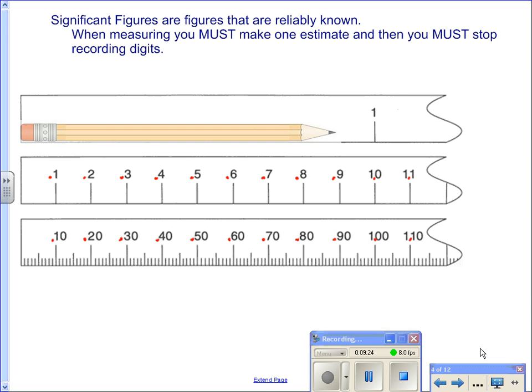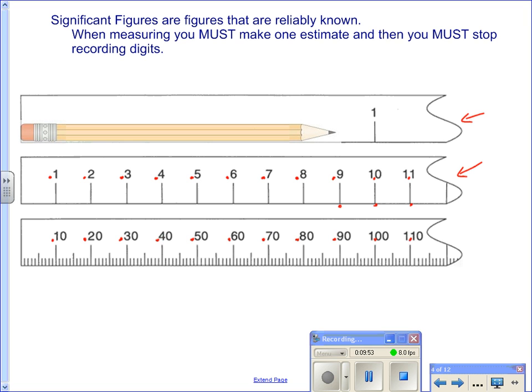So significant figures are figures that are reliably known. And when we're measuring, it's kind of simple. You must make one estimate and you must stop recording after you've made that. So let me give you an idea of what we're talking about. We have 3 rulers and I've adjusted them a little bit. This has just 1. This is the same length, but it's been broken into 10, so we have a 0.9 right here, then 1, and then 1.1.